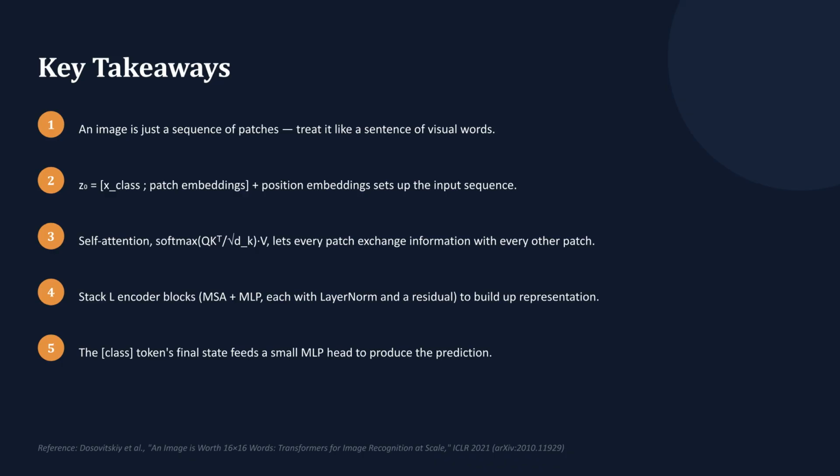4, we stack L encoder blocks, each with multi-head self-attention and an MLP wrapped in layer norm and residual connections to build up a deep representation. And 5, the class token's final state feeds a small MLP head to produce the prediction. That's the vision transformer, from plain English to the exact math.